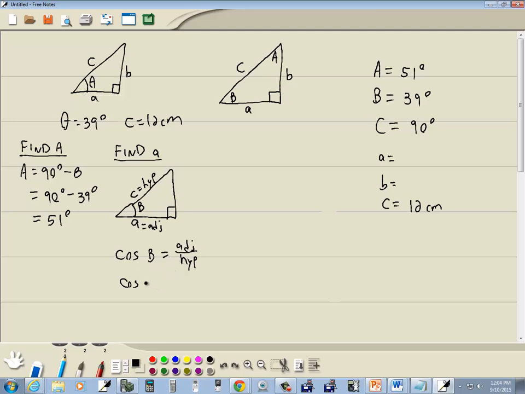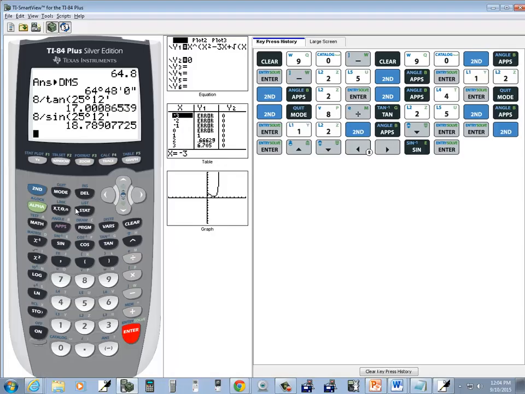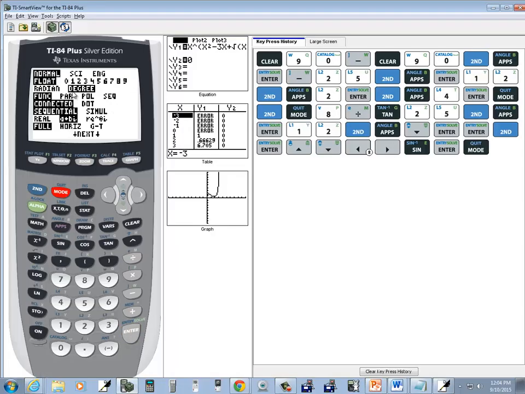Well, B we said is 39 degrees, so we've got cosine of 39 degrees equal to adjacent, which is our a, over the hypotenuse, which we said was 12. Multiply both sides by 12, and I got 12 cosine 39 degrees is equal to a. You want to make sure your calculator's in degrees. You can check that by going to mode and seeing if degree is highlighted. If it isn't, you down arrow to that line, right arrow, put your cursor on degree and press enter one time. And second mode, exit out.